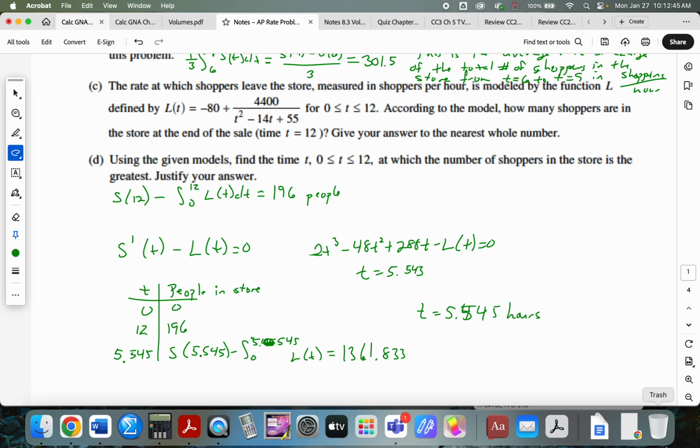You could also justify it by using, remember we did the lone candidate test? It's the only critical point on the open interval from 0 to 12. And at this point, the derivative changed from positive to negative, making it a local maximum. And since it's the only critical point, and it's a local maximum, it must be where the absolute maximum occurs.